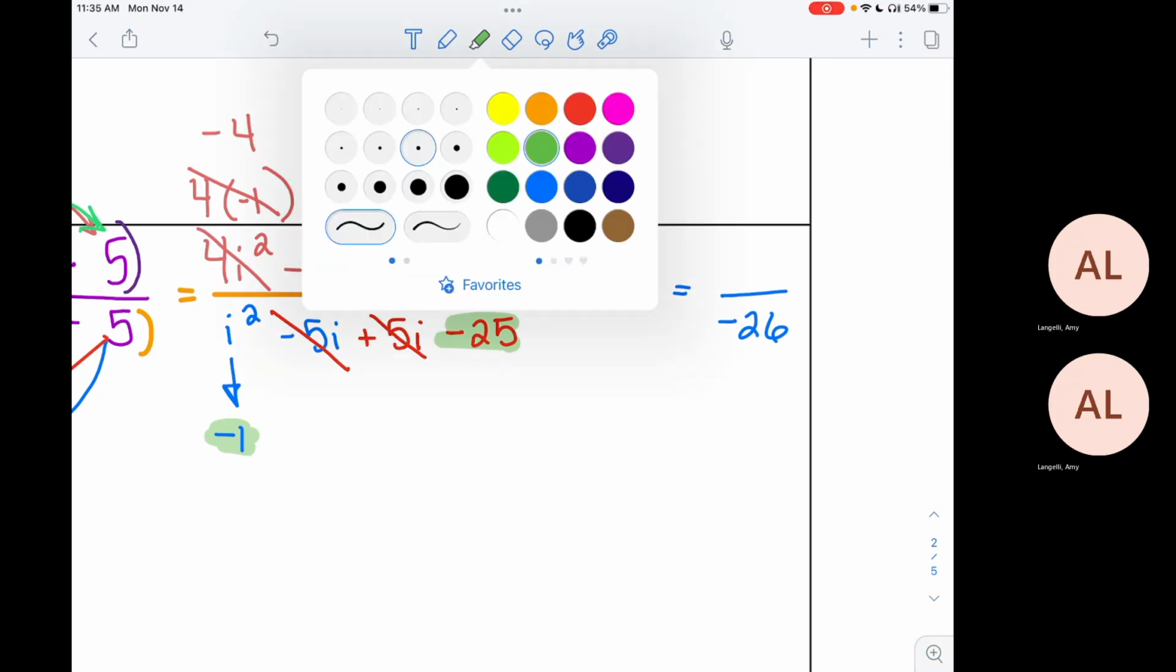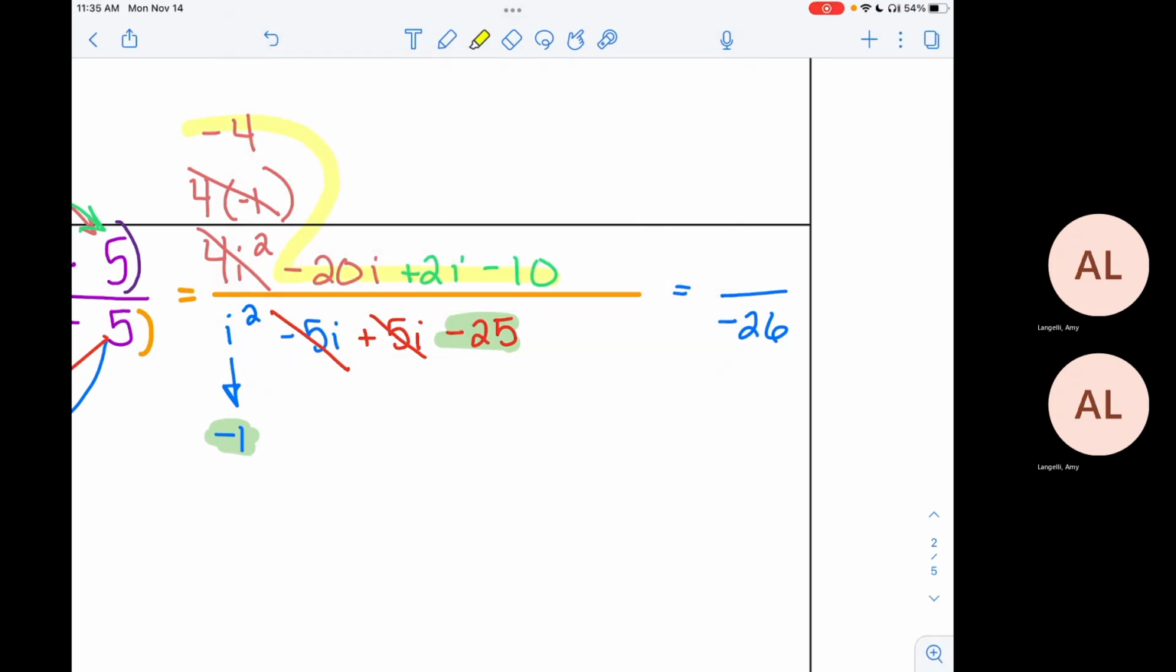That's really hard to read. I apologize. I did not realize how hard that green would be. I'm going to ask that again. What do negative 20i and positive 2i make? Negative 18i. And what about last? What about this negative 4 and this negative 10?